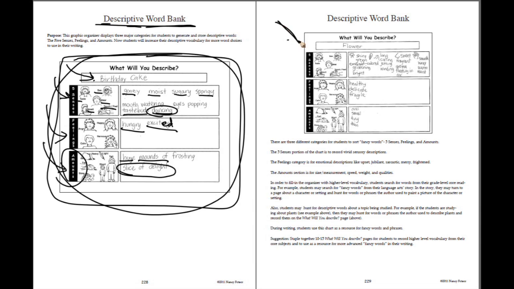On page 229, you'll see this same activity was done for a flower. This was for informational writing. Notice we looked at what does the flower look like, smell like, feel like. So we identified which of the 5 senses made sense when we were describing the flower. Then we went to the feeling. So what kind of flower, how would a flower feel?